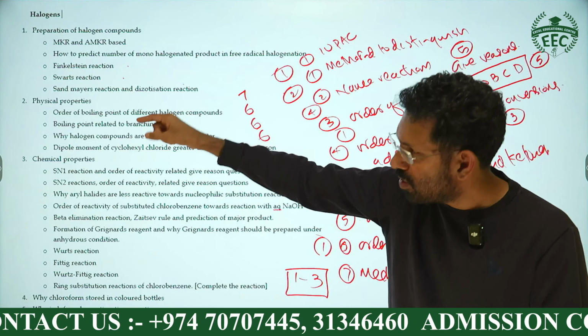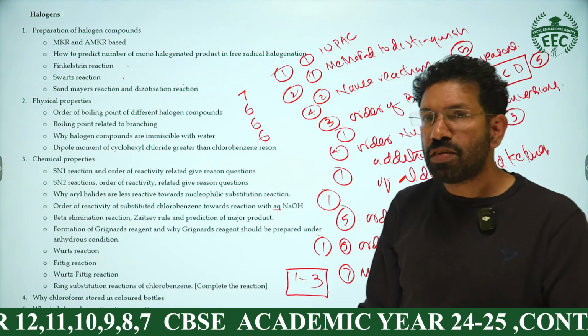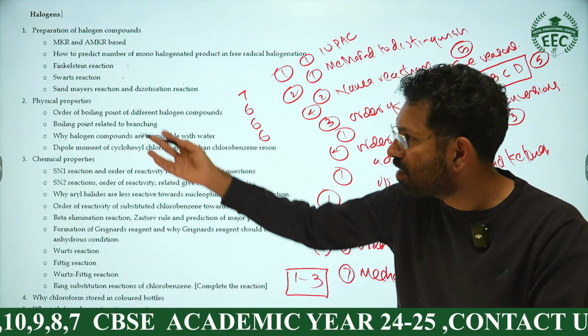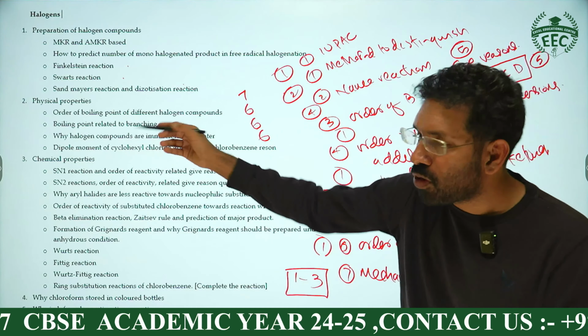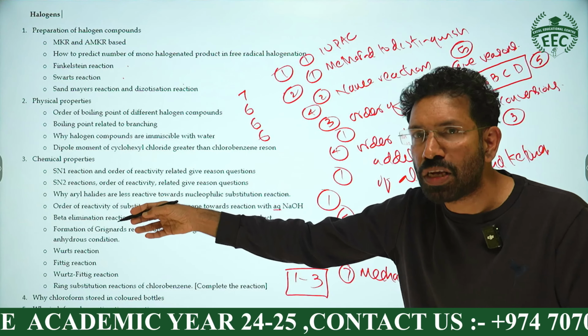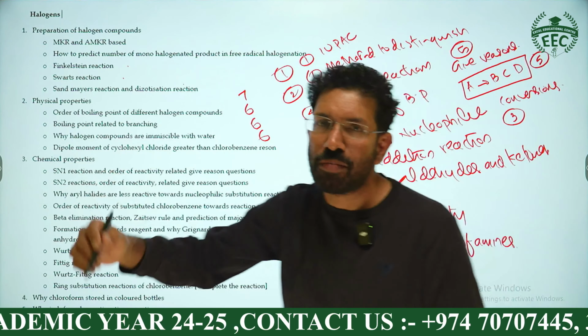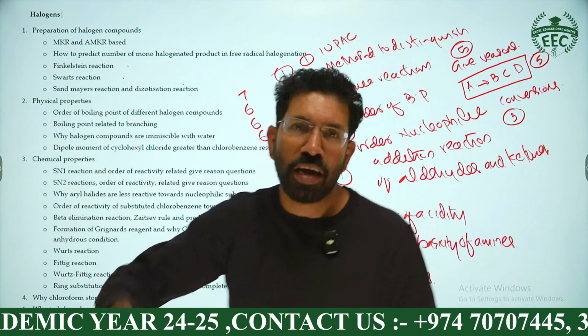Study this topic. For example, order of boiling point of different halogen compounds. We already studied order of boiling point. What happened to boiling point upon branching? Which halide has high boiling point, like that. So questions are coming, and which is more reactive towards SN1, which is more reactive towards SN2. That all comes under mechanism part. Remember this all. So this all comes in the exam. Okay, then we are moving further.